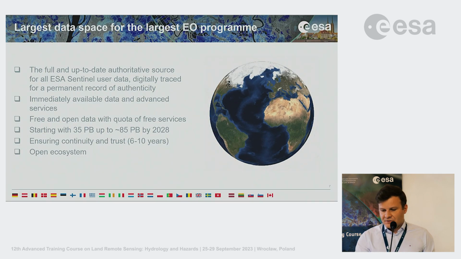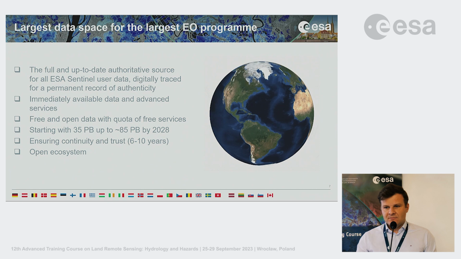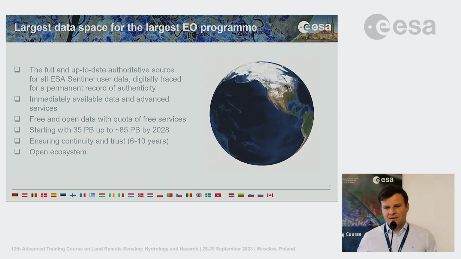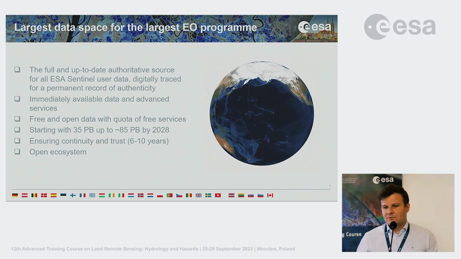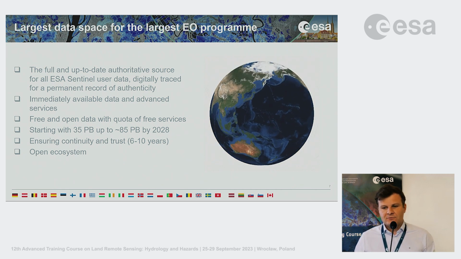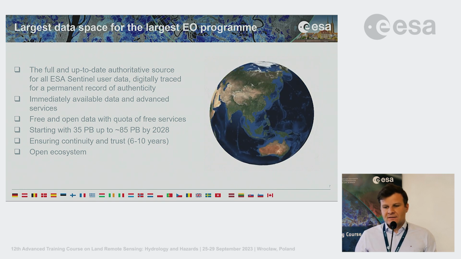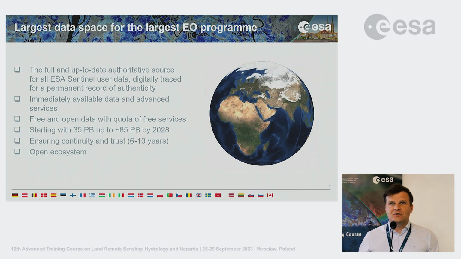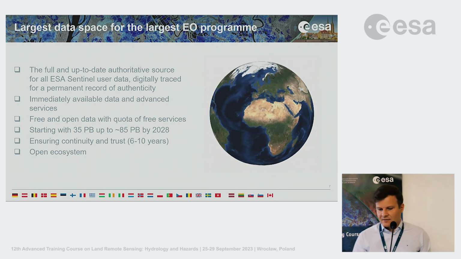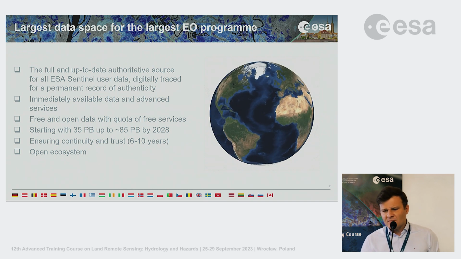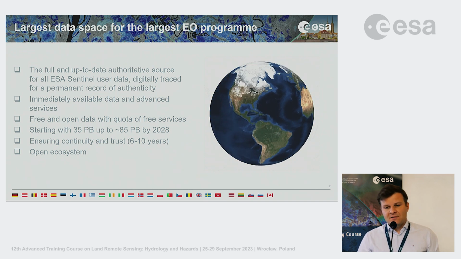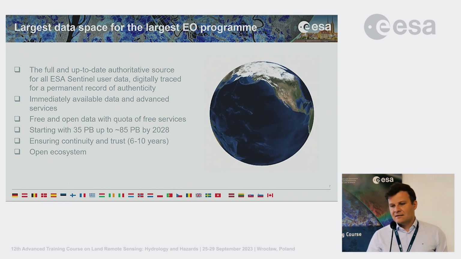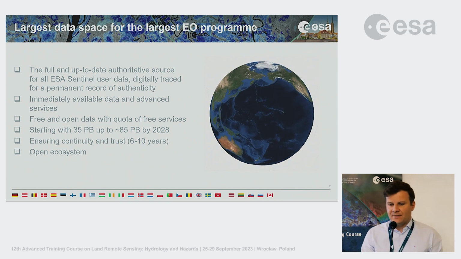So in a nutshell, this Copernicus Data Space Ecosystem is the main point. You will get the official ESA products immediately available. As was said already today, the data is free and open to everyone, but also with some quotas set by the European Commission, with some free services. So for some services you can do some processing of the data free of charge. We started with 35 petabytes, but the estimates are that in 5 years, or even less, this will be 85 petabytes of data.